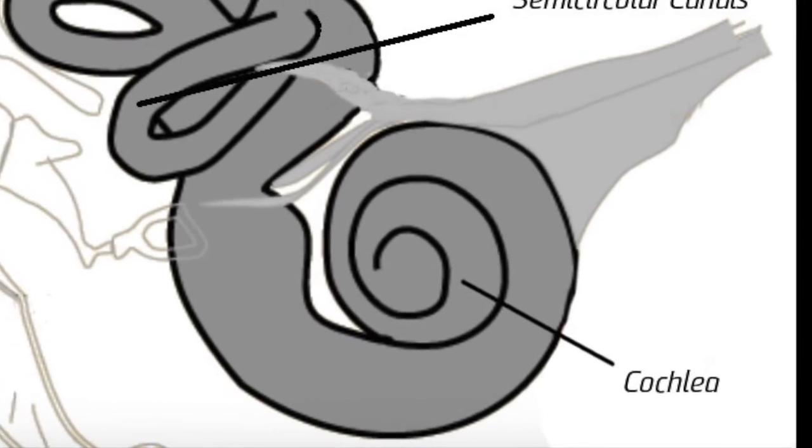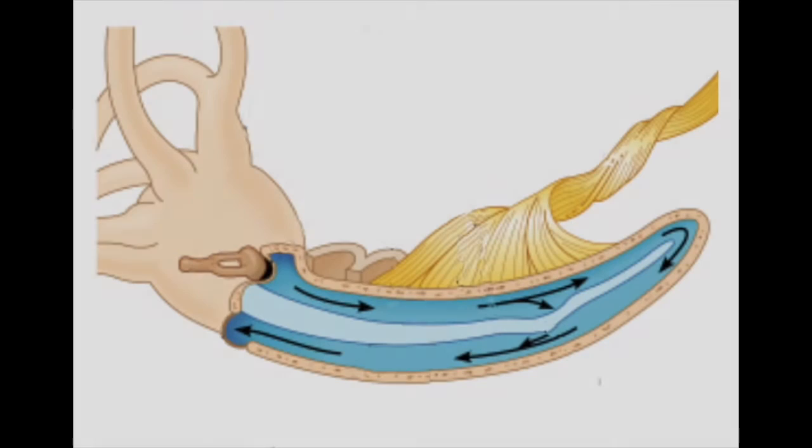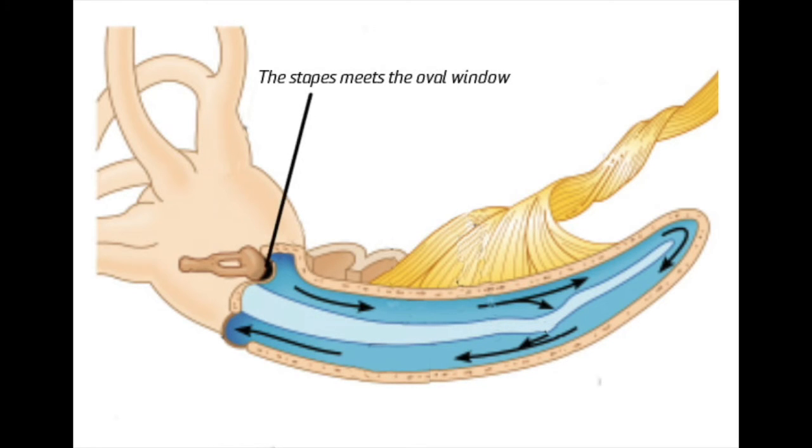If we were to unroll the cochlea, it would look like this. It all starts with the connection from the middle ear, the stapes, to the oval window. This is where vibrations are transferred into the inner ear. The ending of the fluid-filled chamber is called the round window.